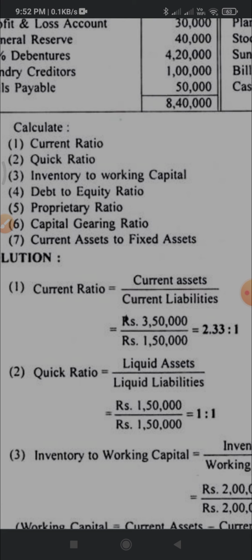Next, what is the amount? 1,50,000 divided by 1,50,000. It is 1:1. The standard ratio for quick assets is always 1:1. If the standard ratio is 1:1 and your calculated answer is also 1:1, then you say that the company is under control or doing better. And for the current ratio, the standard ratio is 2:1. Here the ratio is 2.33, which means the company is doing a very good job.